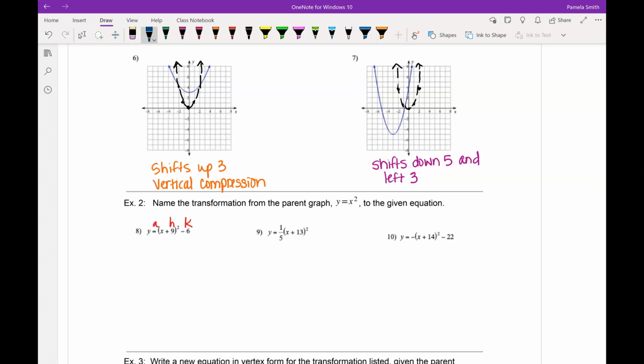So if I have h is -9 and k is -6, what type of shift has happened in this equation? Yeah, this shifts down 9, or excuse me, shifts to the left 9 and down 6. Or if you want to say shifts down 6 and left 9.